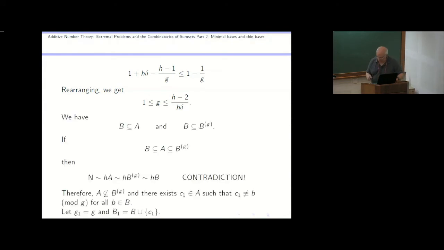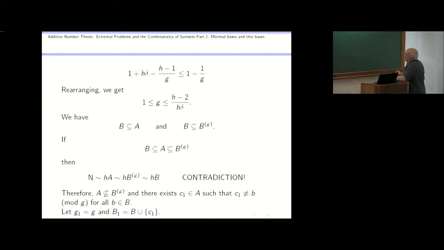So, where are we? B was a subset of A. B is a subset of this union of congruence classes. It could be that the set A, which contains B, is also contained in this union of congruence classes. But if that were the case, we know that A is a basis of order H, so N and HA eventually coincide. But if A is contained in this set, then HA is contained in this H-fold sum set, so these coincide, which coincides with the H-fold sum set of B. But we started off with the fact that B was not an asymptotic basis of order H. This is impossible. That's a contradiction.